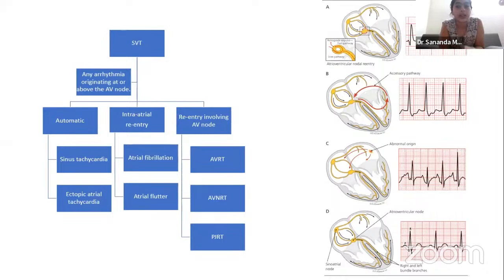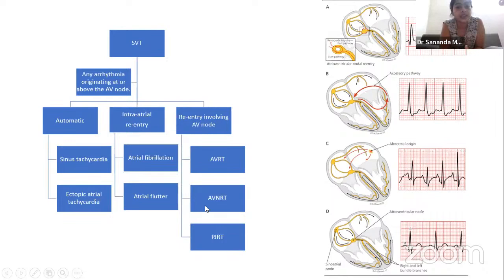Among the automatic, sinus tachycardia is very common, and ectopic atrial tachycardia is interesting to know about. Among the re-entry are intra-atrial re-entry, fibrillation and flutter, AV nodal re-entry, AV re-entry, and PJRT. By SVT in the infant or neonatal group we usually find AVNRT, and in the older age group it is AVRT.